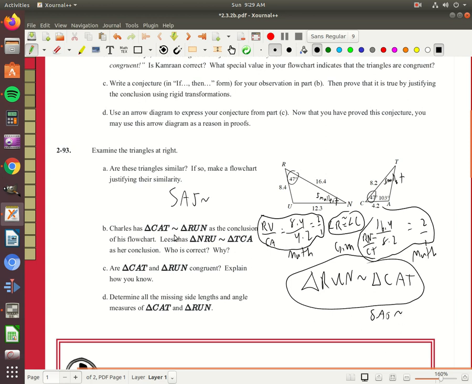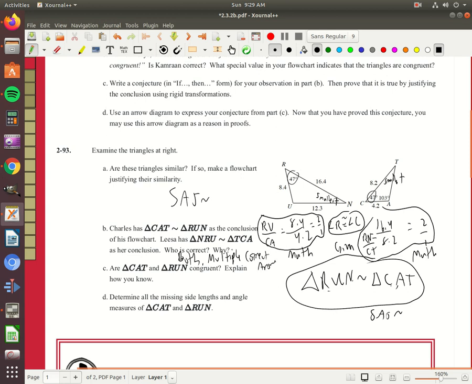All right, it says Charles has CAT goes with RUN as the conclusion in his flowchart. Lisa has NRU is similar to TCA. Who's correct? Well, CAT and RUN is what we have. But let's see here. N should match up with the T. It's in the third spot. R should match up with the C, same spot. U should match up with the A, same spot. So they're both correct. Who's correct? Both, because there's multiple ways to write this correctly. Multiple correct answers. So hopefully you remember that as well.